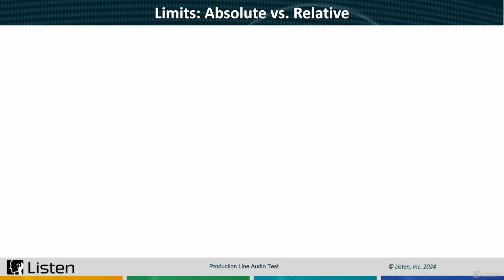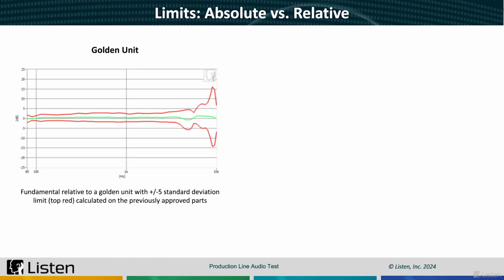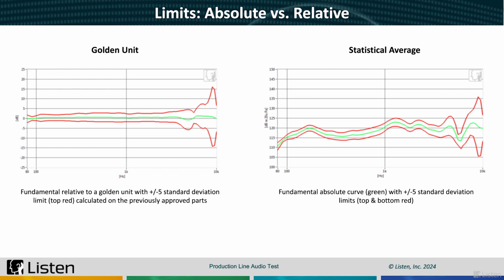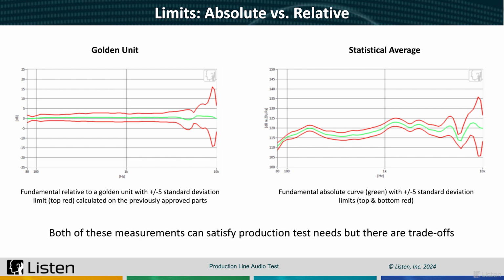There are two ways of doing this. You can compare your measured speaker to a reference standard, sometimes called a golden unit, or you can compare it to a statistical average of good units. Both methods are acceptable, but there are trade-offs.